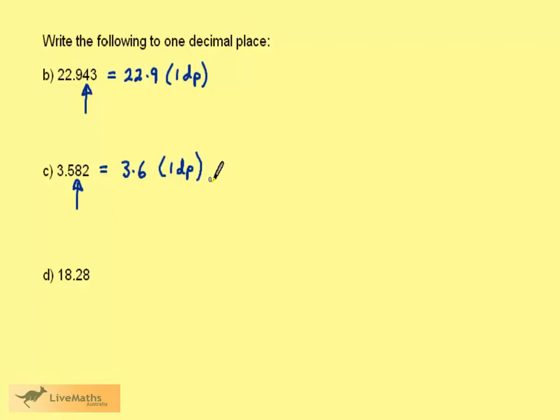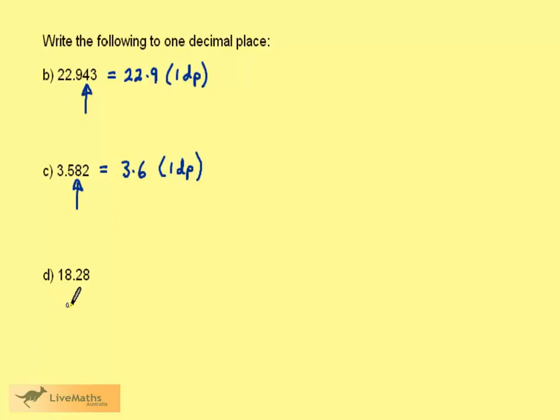Note here that when the second decimal place was an 8, the first decimal place increased by 1 from 5 to 6. So if the second decimal place is a 0 to 4, the first decimal place does not change. If the second decimal place is a 5 to 9, then the first decimal place increases by 1.